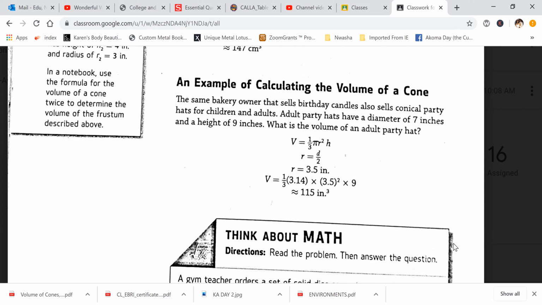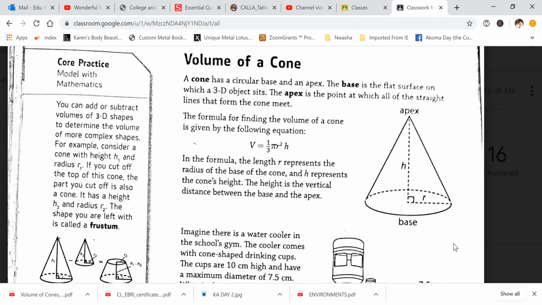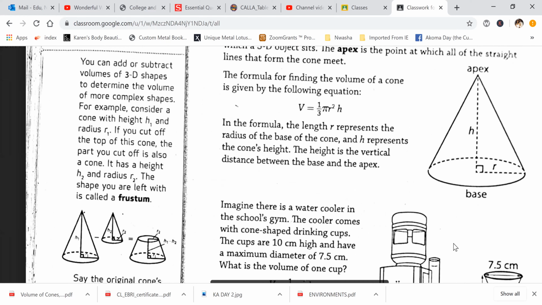3.5 times 3.5 times 3.14 times 1/3 times 9. So now you have about 115 cubic inches. Now I'm just going to scroll back up to look at this margin, because this is where they're talking about the cone again. It says you can add or subtract volumes of 3D shapes to determine the volume of more complex shapes. So this is what we were saying.